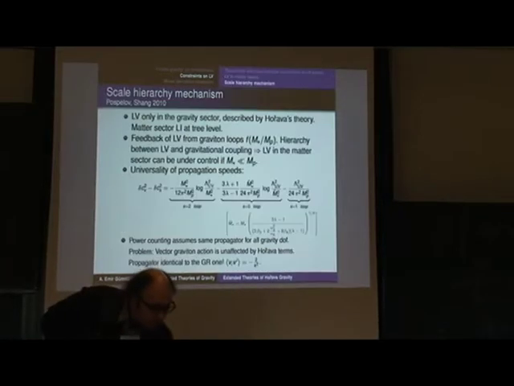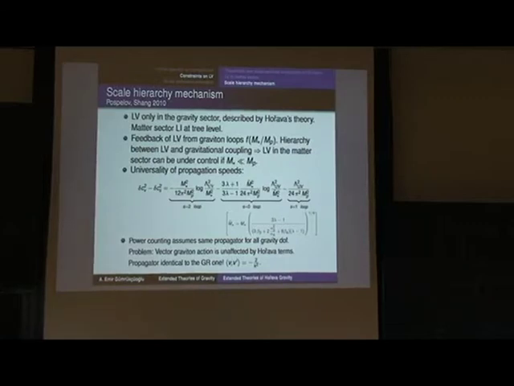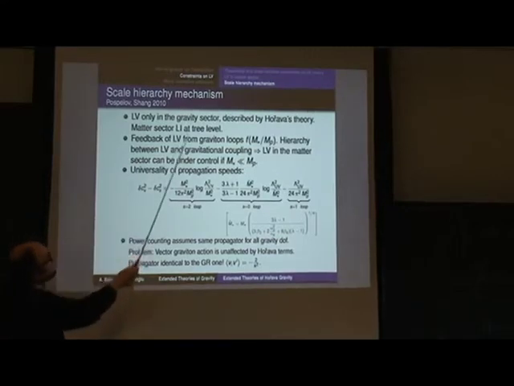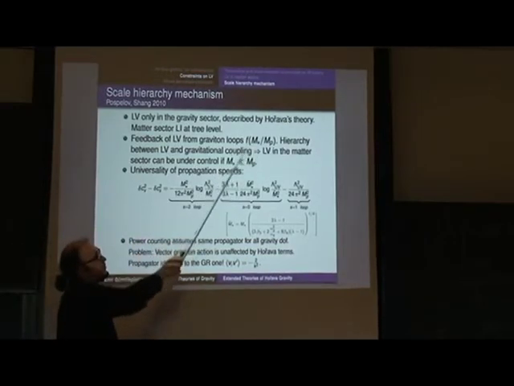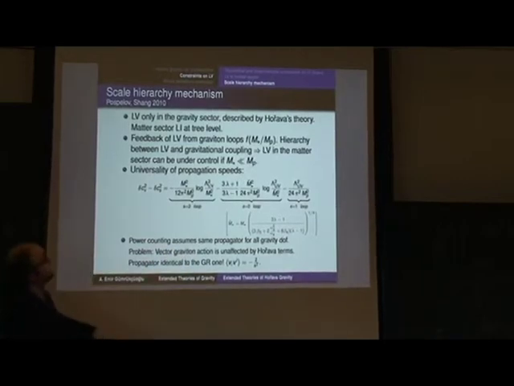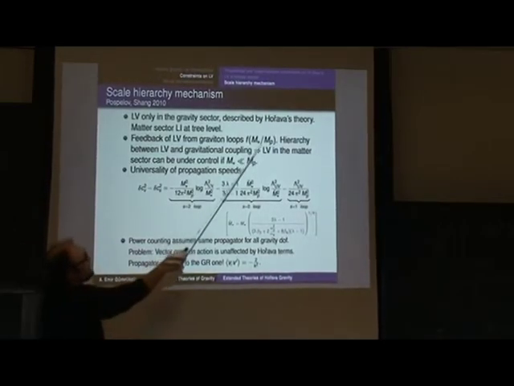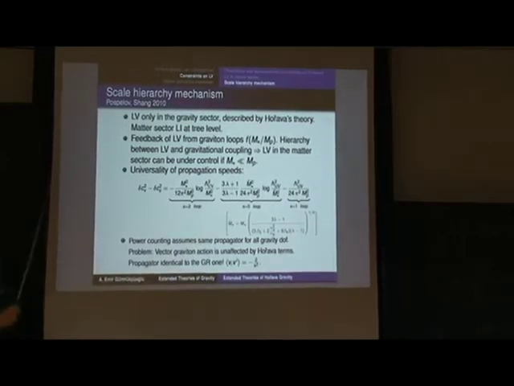So, I think this is the most promising mechanism for suppressing the Lorentz violations in the matter sector, and by this I mean the paper by Pospelov and Shang. So, in their scenario, there is Lorentz violation in the gravity sector only. So you have a Horava theory in the gravity sector, and the matter sector is completely Lorentz invariant. And in this case, the feedback of Lorentz violation from gravitational loops basically depends on this ratio, the Lorentz violating scale divided by the strength of gravitational coupling. And if you have some kind of hierarchy between M star and M Planck, the Lorentz violation in the matter sector can be under control.